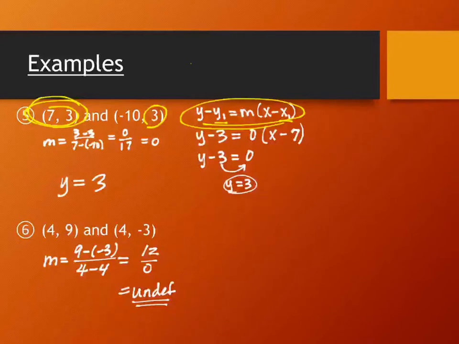So at this point, on a problem that has an undefined slope, we do need to remember that this is an x equals equation. And it's x equals whatever the x value is. In this case, it's 4. So my equation is x equals 4.